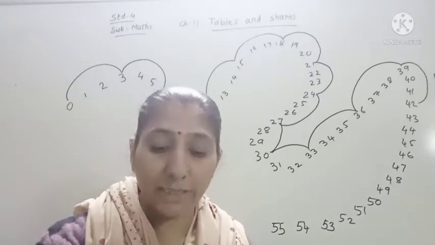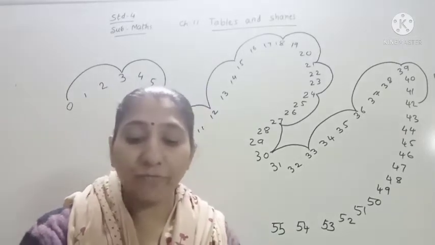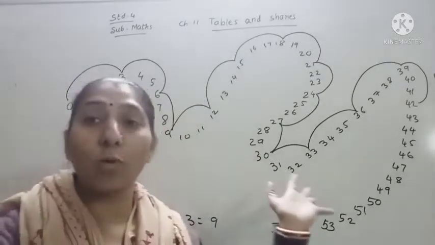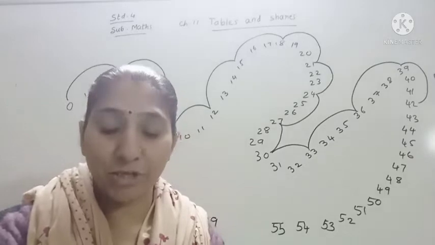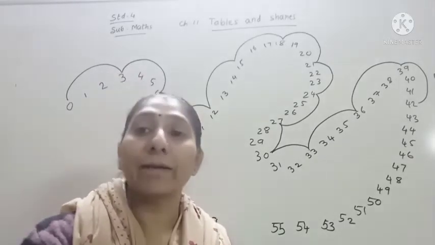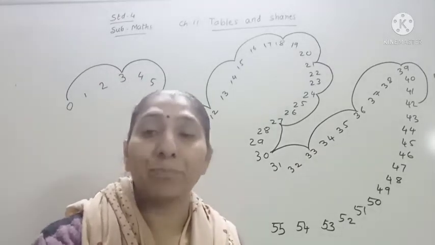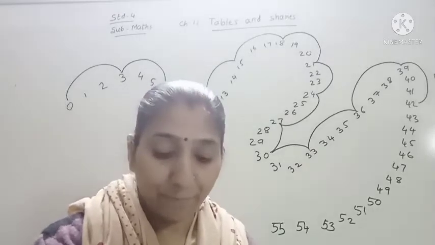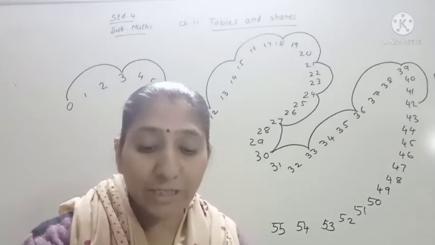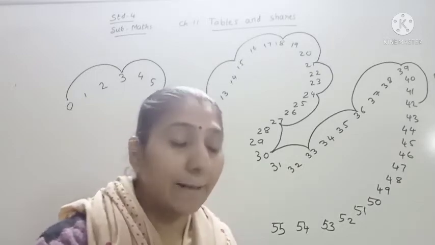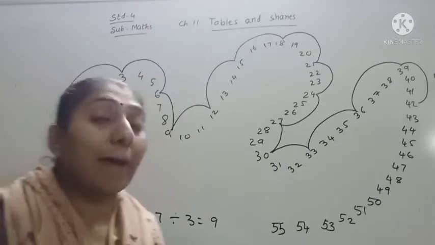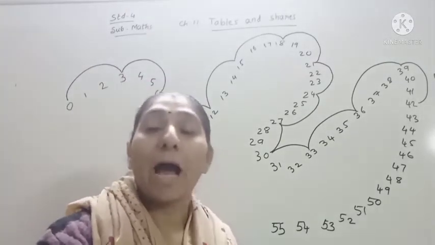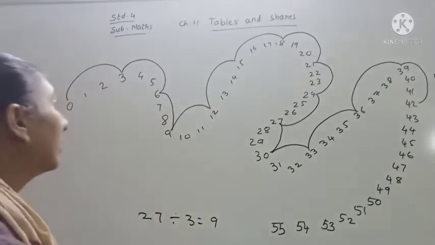Then starting from 0, a rabbit jumps 5 steps at a time. Now the frog jump is over. Now a rabbit is jumping. He is taking 5 steps at a time. His one jump is of 5 steps. In how many jumps does he reach 25? So to reach 25, how many jumps will be needed?